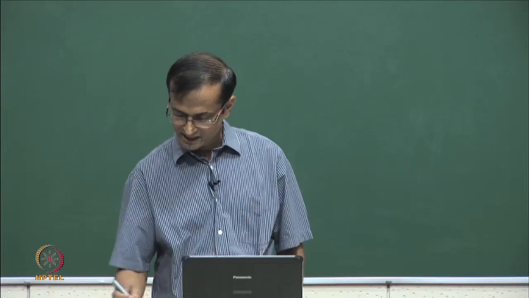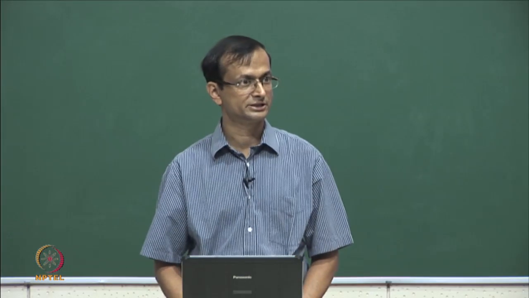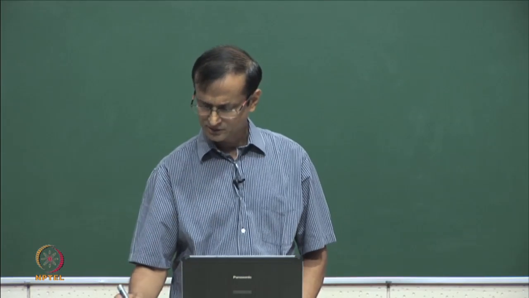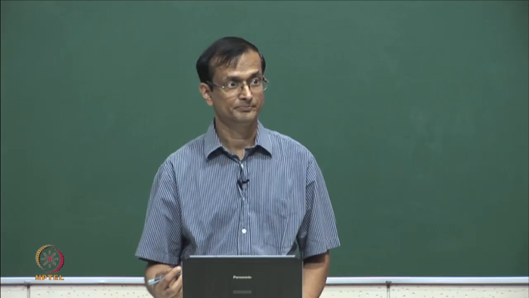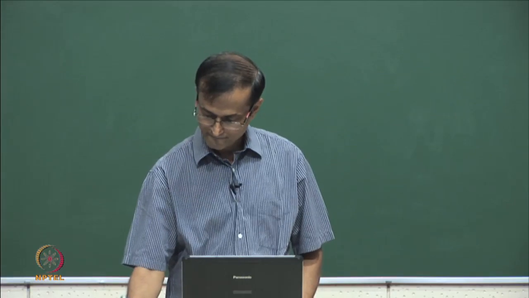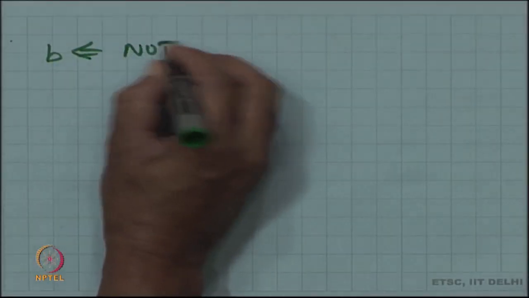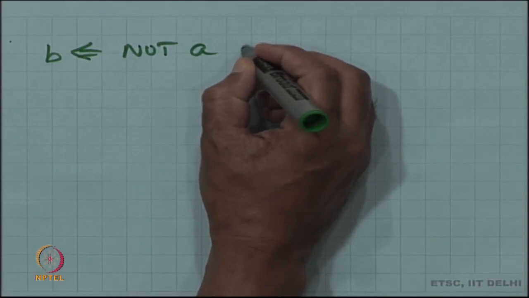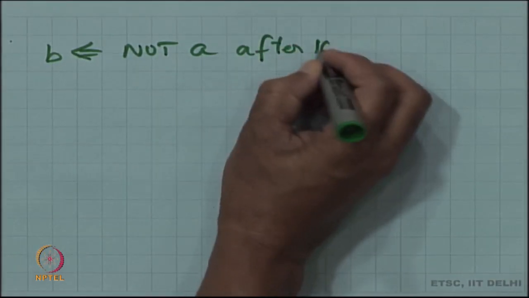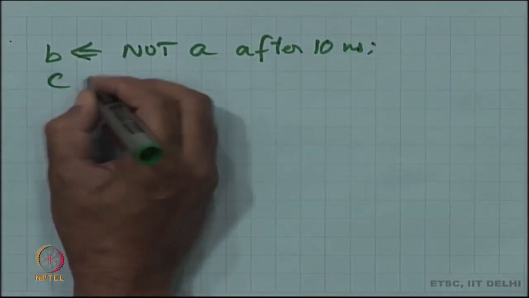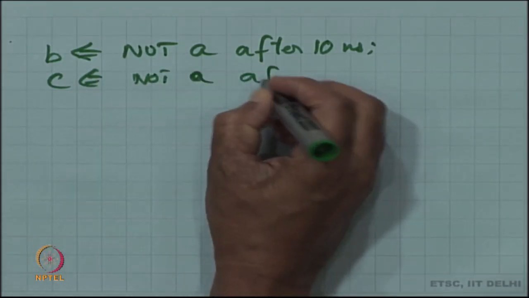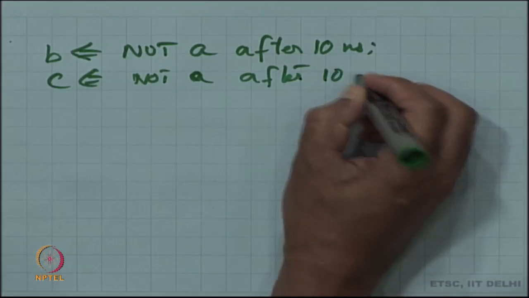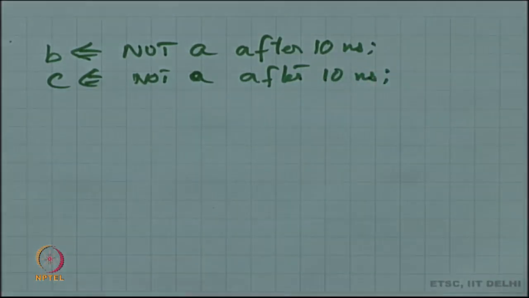Let us see, I have two transactions being simultaneously scheduled. How will that come about? Let us see what kind of statements would lead to two transactions being scheduled at the same time. B is equal to not A after 10 nanoseconds, and C is equal to not A after 10 nanoseconds. Fine.